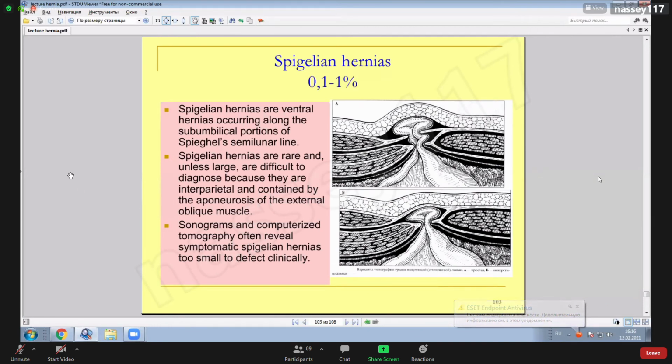Spigelian line hernias. Spigelian hernias are ventral hernias occurring along the subumbilical portions of the Spigelian semilunar line. Spigelian hernias are rare and, unless large, are difficult to diagnose because they are interparietal and contained by the aponeurosis of the external oblique muscle. Sonograms and computerized tomography often reveal symptomatic Spigelian hernias too small to detect clinically.